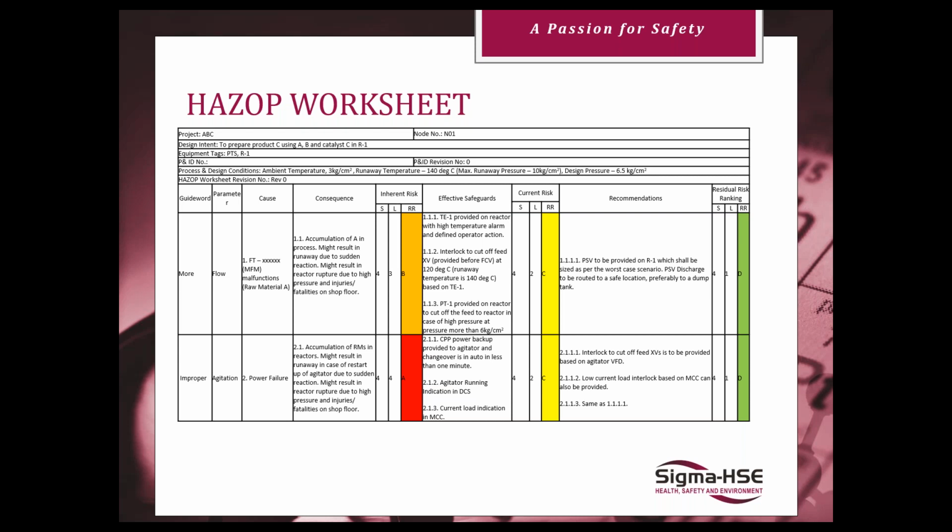So if there is a pressure buildup, you'll relieve out this PSV, which is routed to a safe location, rather than a rupture of the vessel causing fatality of personnel. And you would do this for each node, each guide word, each parameter, and as many causes and consequences as you could. And if it comes back as, the inherent risk is safe with the safeguards you have in place, then you're okay and you don't require any additional recommendations.